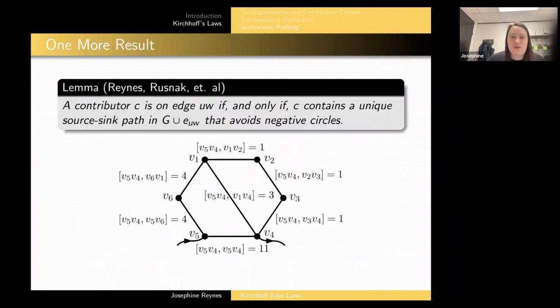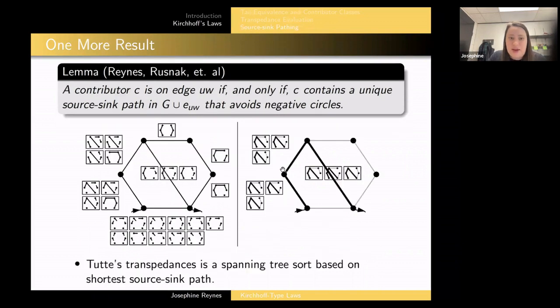So one final fun result is that a contributor is counted on an edge if and only if it contains a unique source-sink path in the graph union that edge that avoids negative circles. So I'm just going to talk about what this means by this unique source-sink path. Here's this graph again, and I've labeled the transpedance values. And then in the next one, I've shown what the contributors that are being counted by these transpedance values actually are.